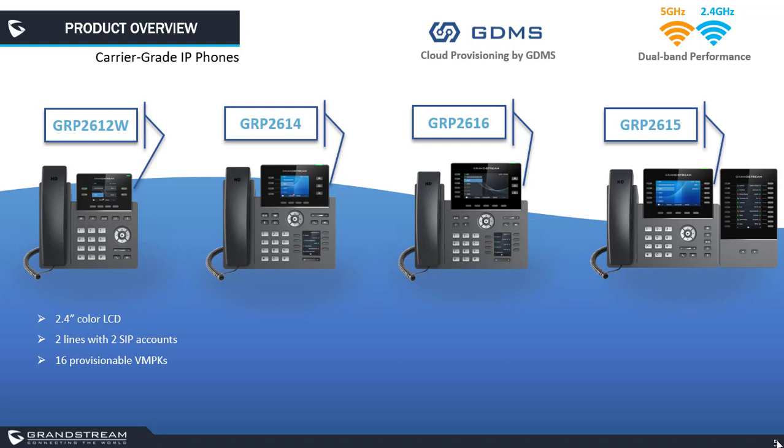So starting with the first model, the GRP2612W. One thing to note about this model is that it comes in three flavors: the 2612, 2612P, and 2612W, which is the one that supports Wi-Fi. So in case you're interested in buying the one that supports Wi-Fi, make sure it has the W at the end. This one has a small color LCD of 2.4 inches. It supports two lines with two SIP accounts, and you can use the line buttons to configure them with virtual MPKs, with a total of up to 16 VMPKs.